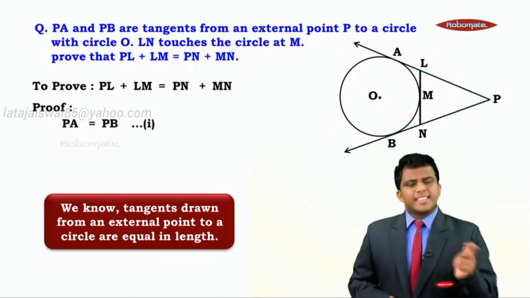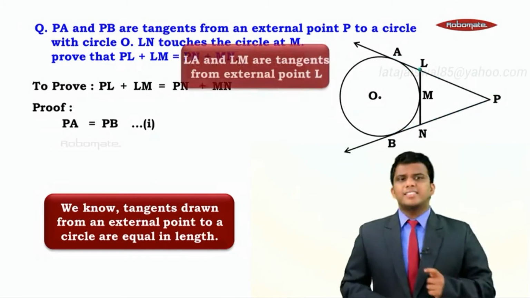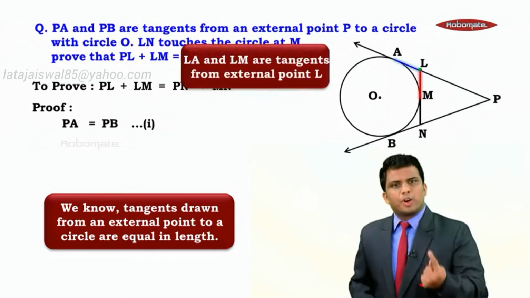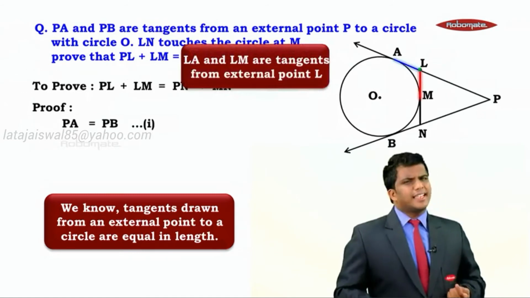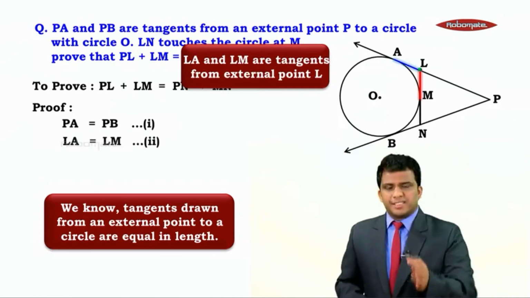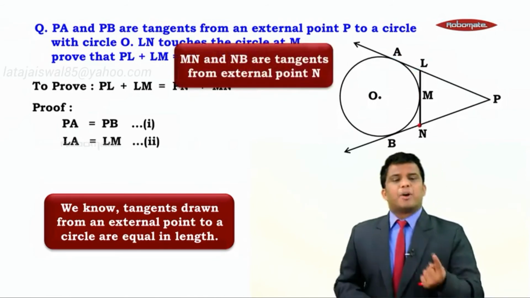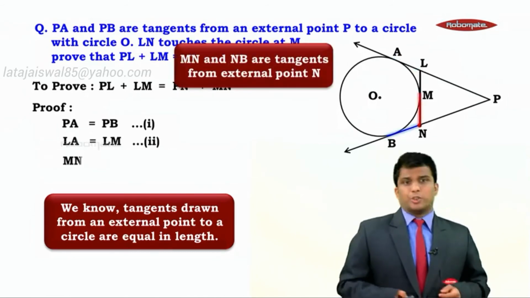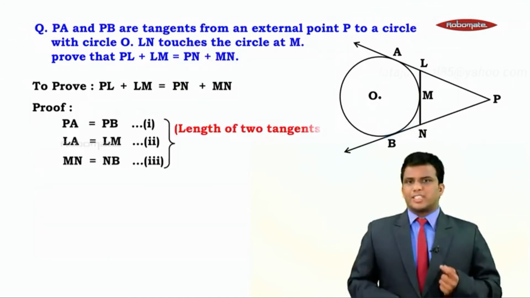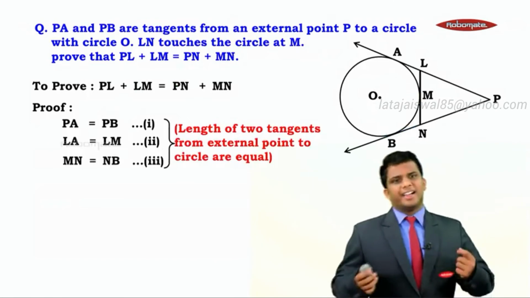Let's now go for the second external point, that is L. Now from L, we can again see two lines, LA and LM. They are tangents from an external point L. And we know the lengths are equal. Hence we now say LA equals LM. Let this be result number 2. In the same way, if we look at point N, what can we say about MN and NB? They are also equal. Let this be result number 3. And the reason goes as follows. The lengths of two tangents from an external point to a circle are equal.